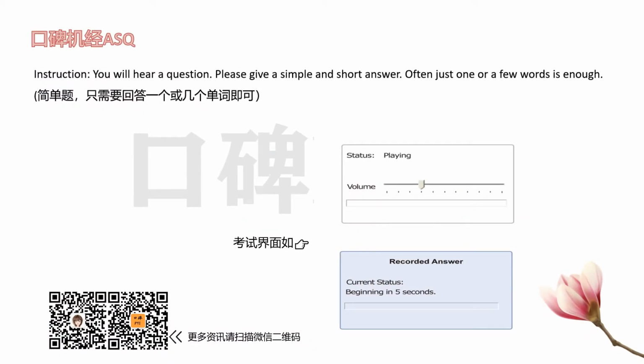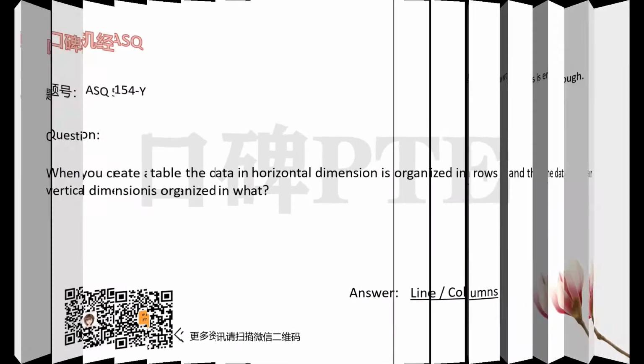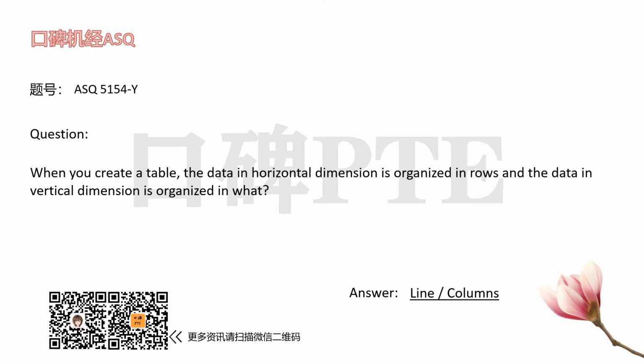When you create a table, the data in horizontal dimension is organized in rows, and the data on vertical dimension is organized in what?